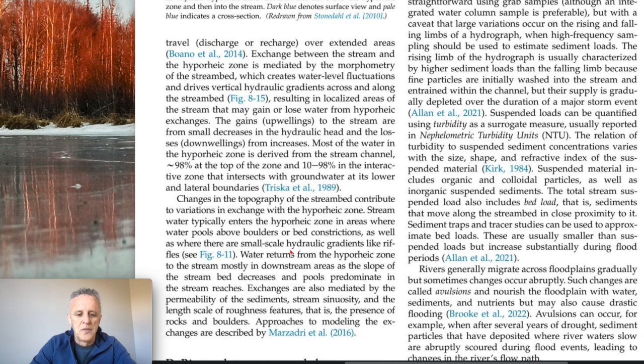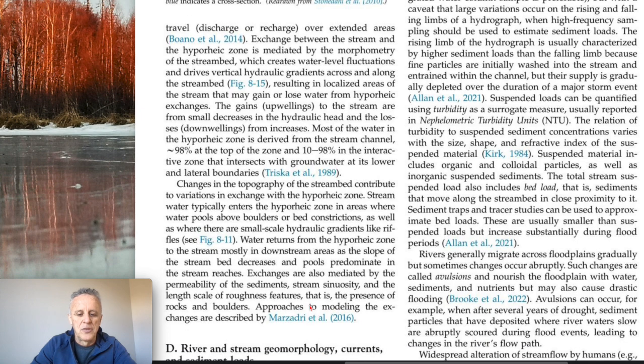Changes in the topography of the stream bed contribute to variations in exchange with the hyporheic zone. Stream water typically enters the hyporheic zone in areas where water pools above boulders or bed constriction, as well as where there are small-scale hydraulic gradients like riffles. Water returns from the hyporheic zone to the stream, mostly in downstream areas, as the slope of the stream bed decreases and pools predominate in the stream reaches.